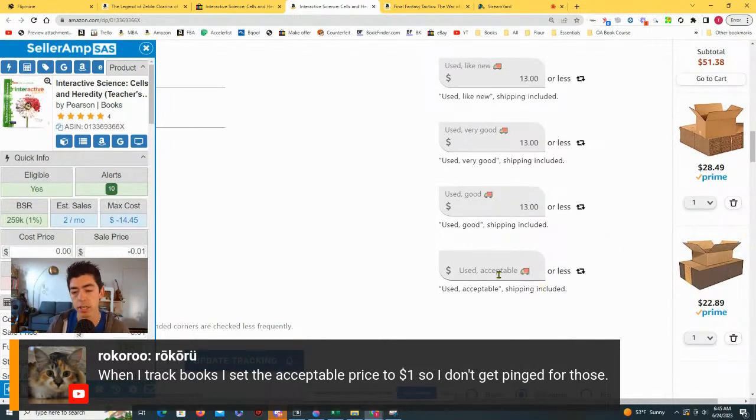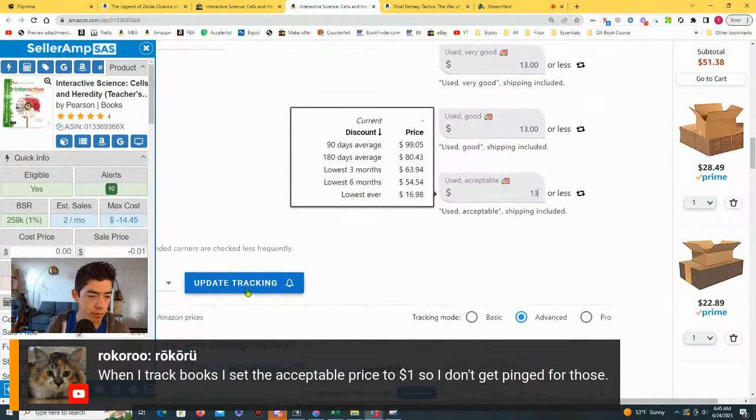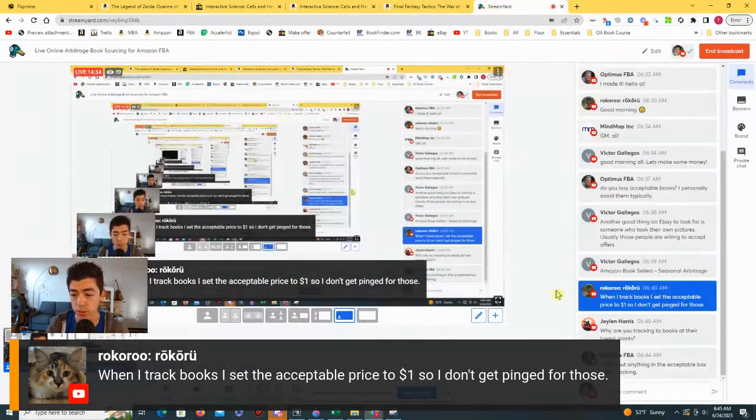So what that would mean is that if the price got below 13, but it wasn't an acceptable, if it was an acceptable condition, you wouldn't get notified. So you could do that if you want as well. So I'm not sure if you're interested in that, but that's possible.